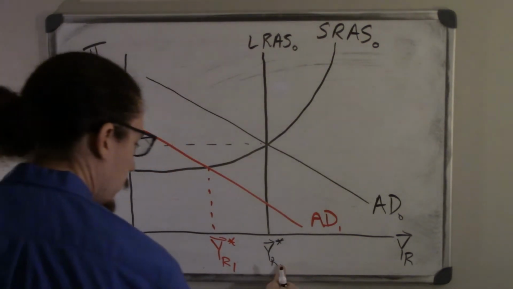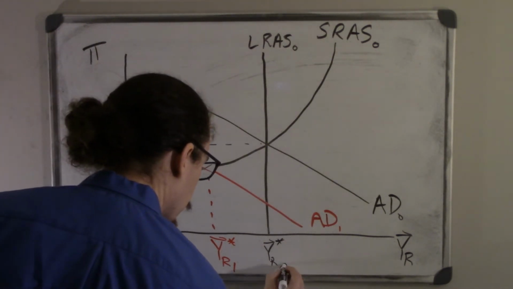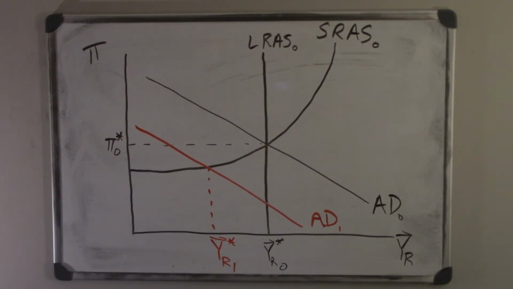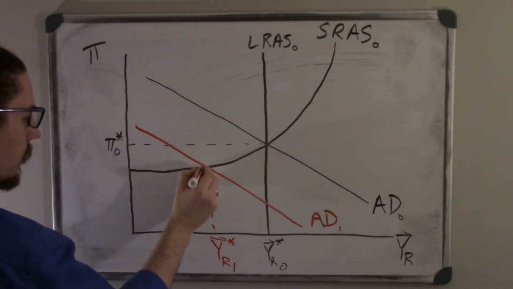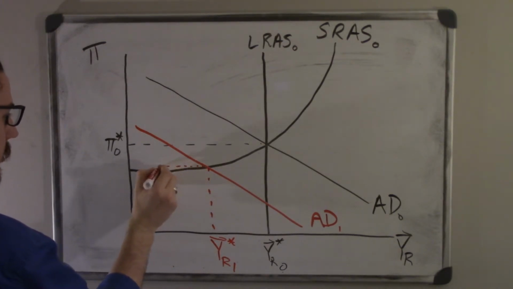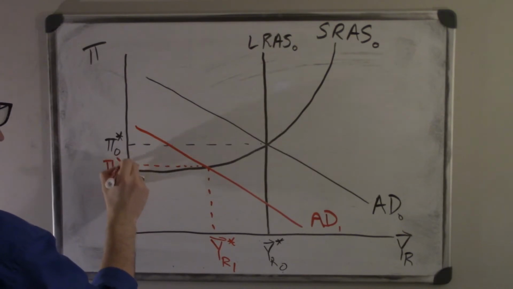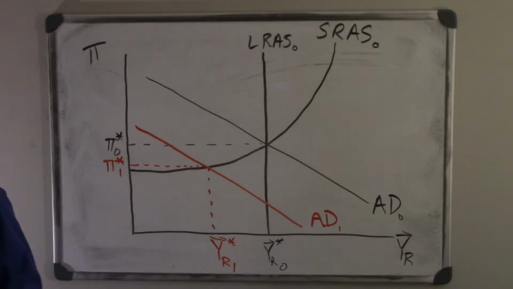Oops, that needs to be a 0. All right, so we see a decrease in our real GDP growth rate. We also see a decrease in our inflation rate.